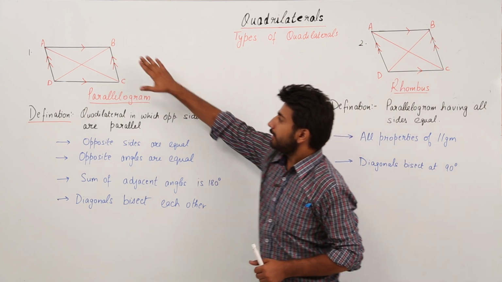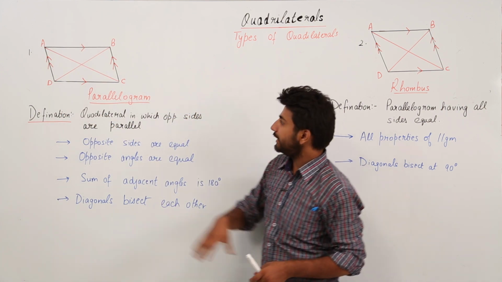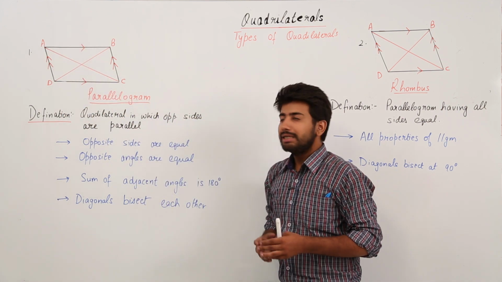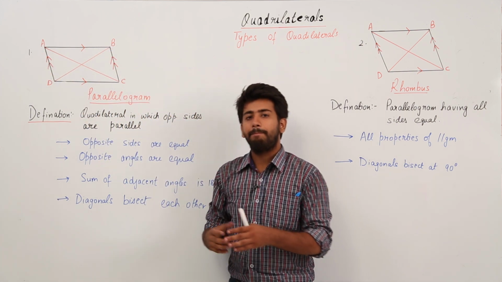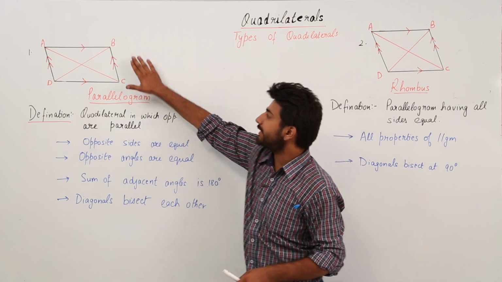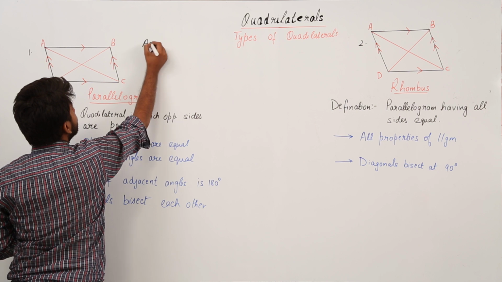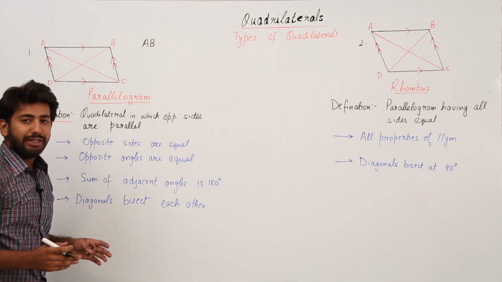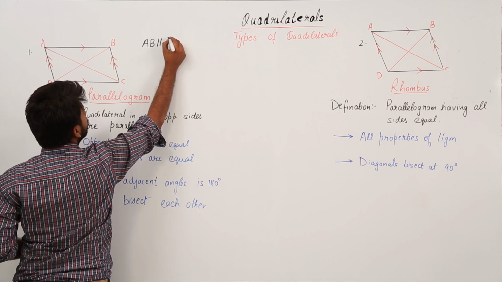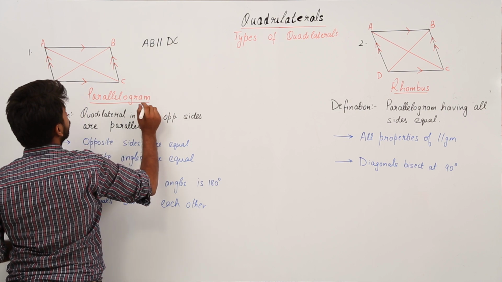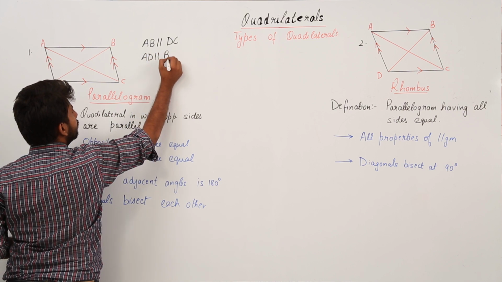In this example, AB is opposite to DC and they both are parallel to each other. Similarly, AD is opposite to BC and AD is parallel to BC. So this is a case of parallelogram, right? So the main condition of a quadrilateral to be a parallelogram is that opposite sides should be parallel to each other. AB is parallel to DC and AD is parallel to BC.